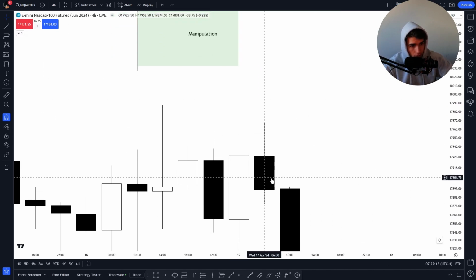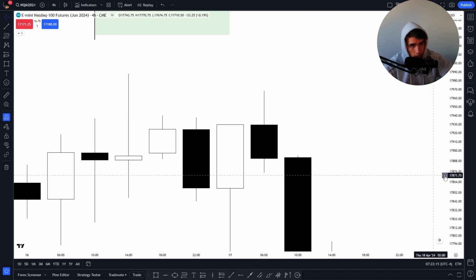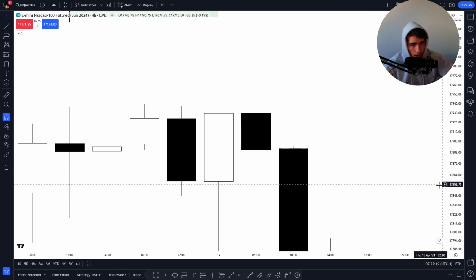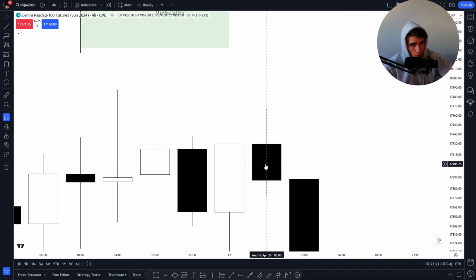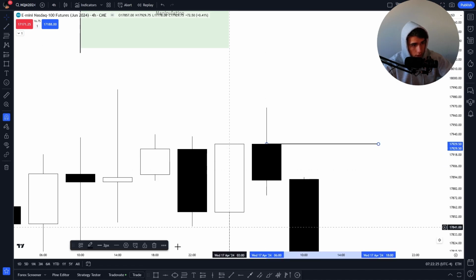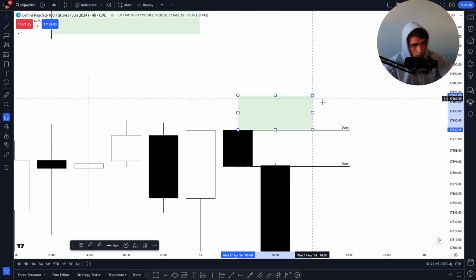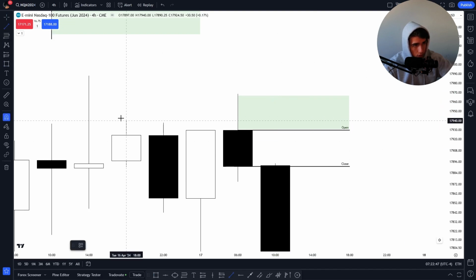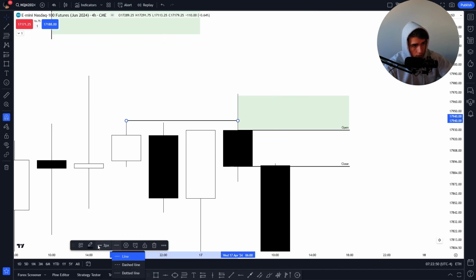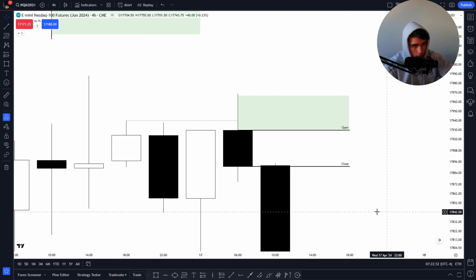For example, right here was probably a very, very nice Silver-Bullet. This was just at 6 a.m. He obviously doesn't want you to trade that there because that is out of session. But essentially, we had a candle here. New 4-hour candle opens right here. So we have the open and the close of the candle. This whole move here, right? Swept liquidity right here. And that was manipulation, okay?